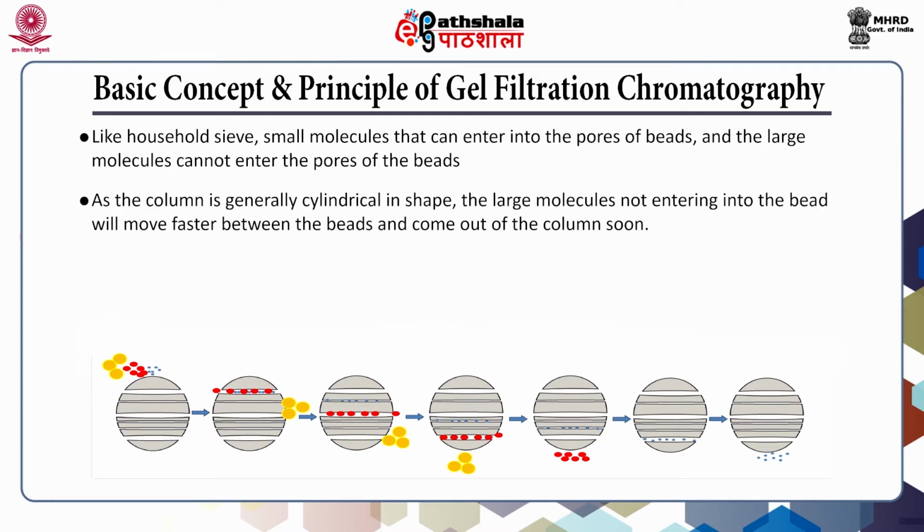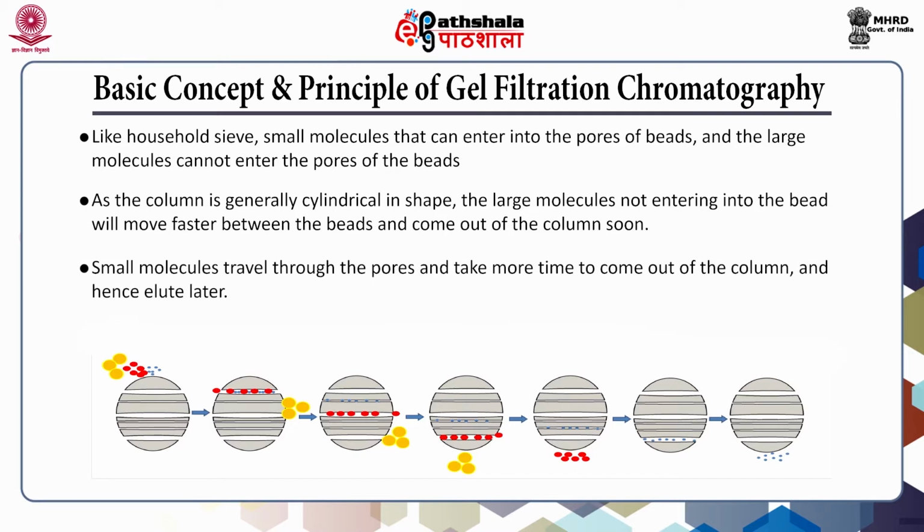As the column is generally cylindrical in shape, the large molecules not entering the bead will move faster between the beads and come out of the column soon. That is what I explained just now. In this case, the yellow color molecules come out of the column sooner because these molecules are not entering inside the bead. On the contrary, the small molecules travel through the pores and take more time to come out of the column. That is why these small molecules will be eluted later from the gel filtration chromatography.